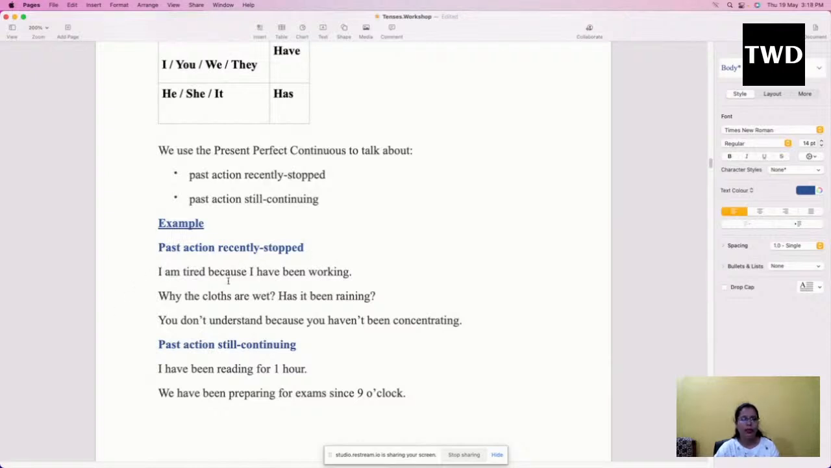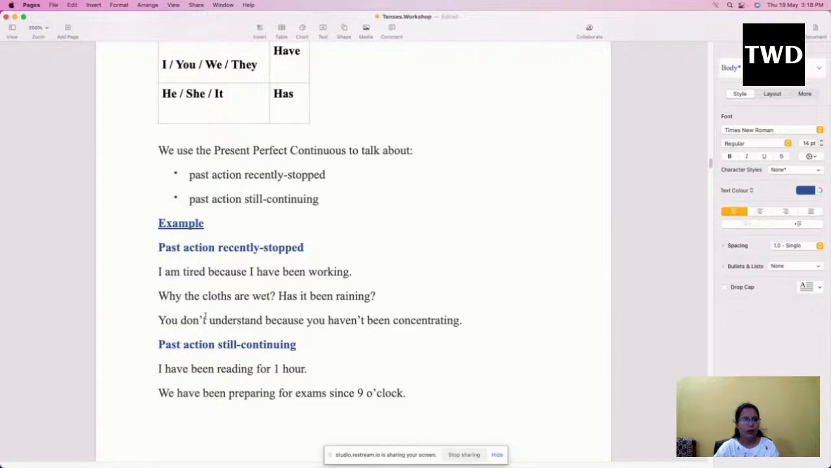I am tired because I have been working. I have been working the whole day. So it has happened throughout the day. Your mother might say, I am so tired. Today I worked so hard, so much. She had to clean the whole home. She had to cook the food, so many things. So in that case, she can frame sentences like this: I am tired because I have been working throughout the day.